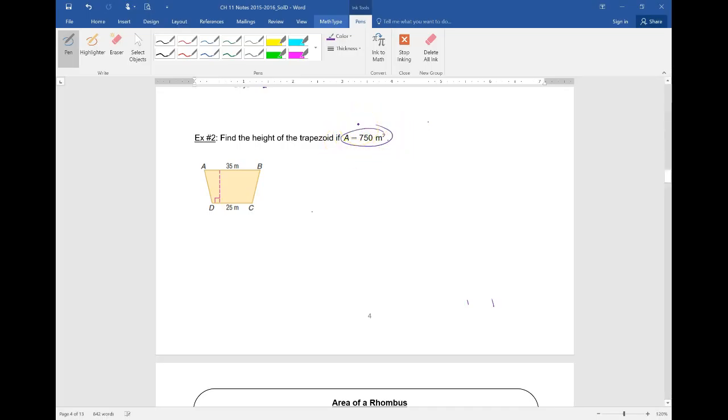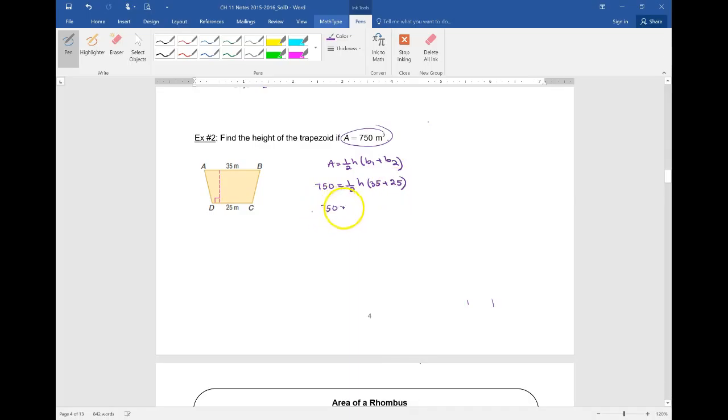Okay? All right, now to make things a little bit more interesting, we're given area, and we need to find the height. All right? So same thing. You start with the formula of whatever quantity you're given. If you're given area, then you start with the area formula. Half times h times base 1 plus base 2. Area is 750, and that equals half times height times 35 plus 25, right?